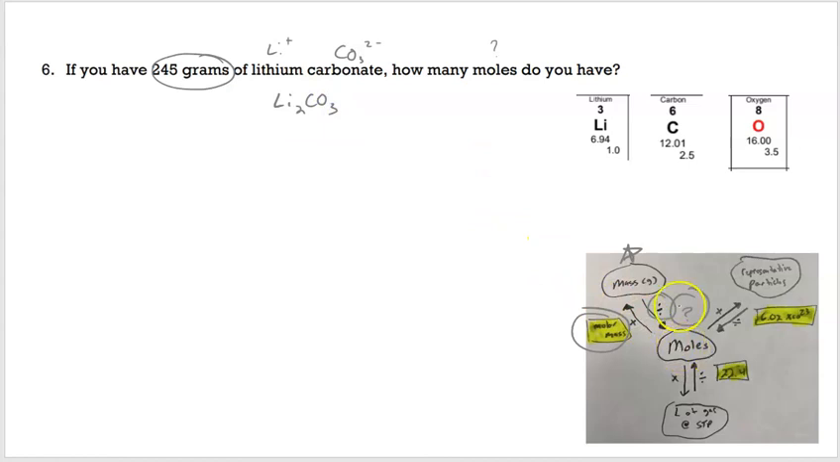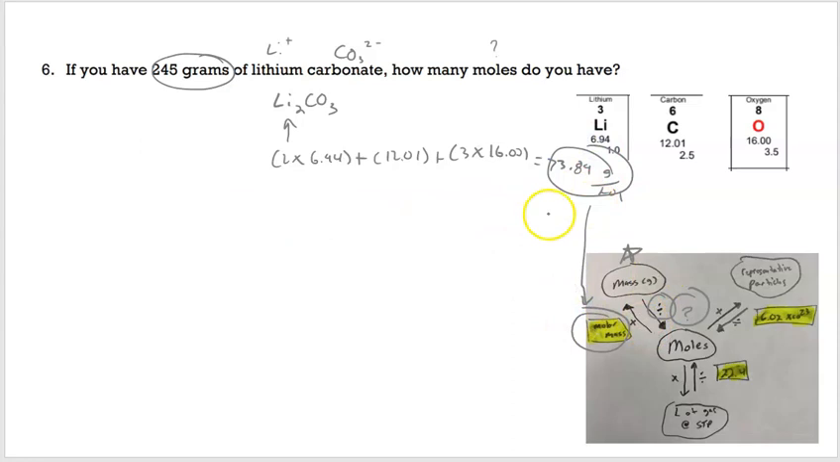So in order to divide by the molar mass, I need to know what that molar mass is. Right? We'll go 2 times 6.94 plus 1 carbon plus 3 oxygens. All right, and that gives me a whopping molar mass of 73.89 grams per mole.